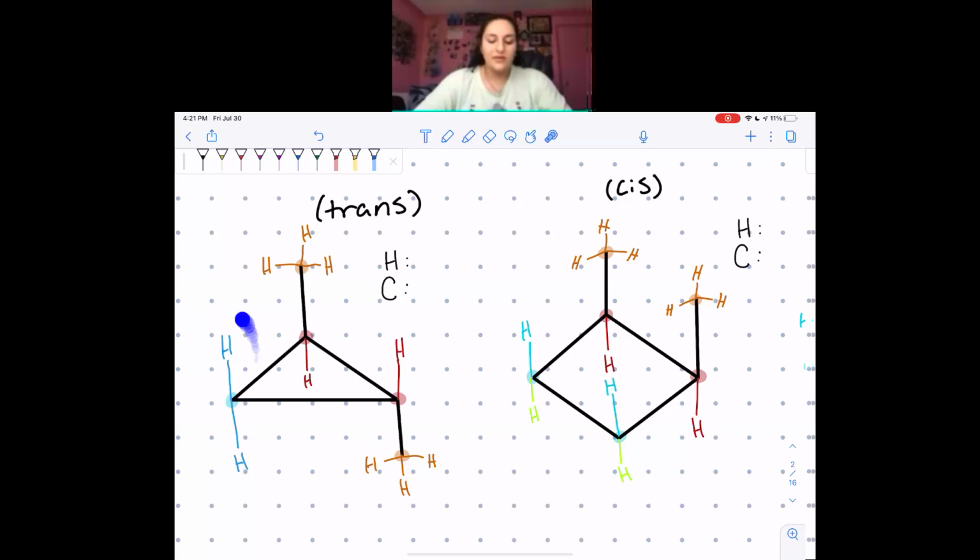So now these up and down facing hydrogens are not different. Unlike the last example, they're exactly the same. So we end up having 1, 2, 3 hydrogen signals. And we have 1, 2, 3 carbon signals.